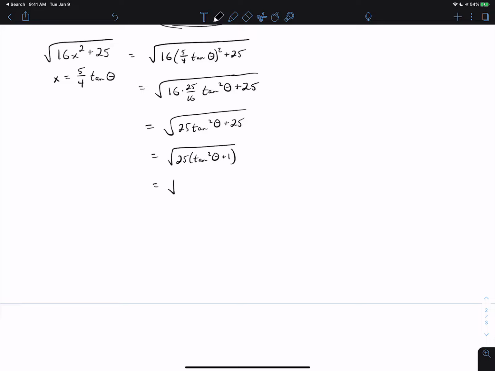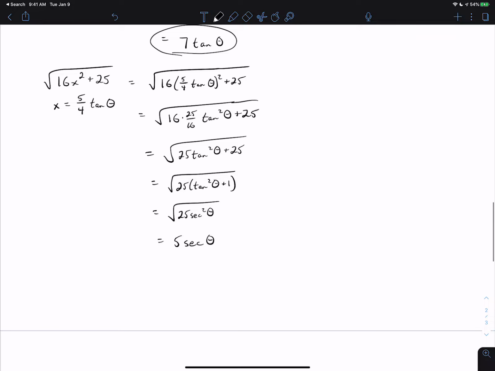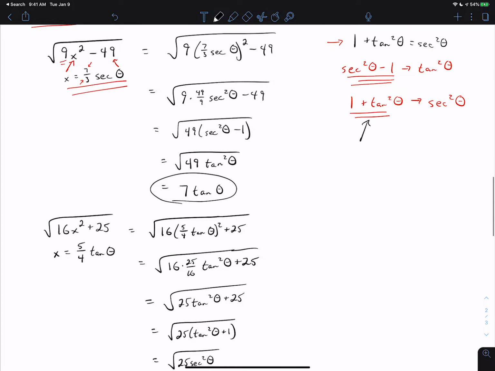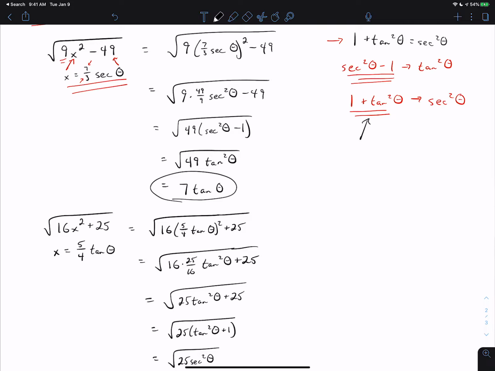One plus tangent squared is secant squared, and the square root of that is 5 secant theta. Okay, once you get the hang of this, the simplification is basically the same every time. You square something, you factor things out, and then typically you take a square root.